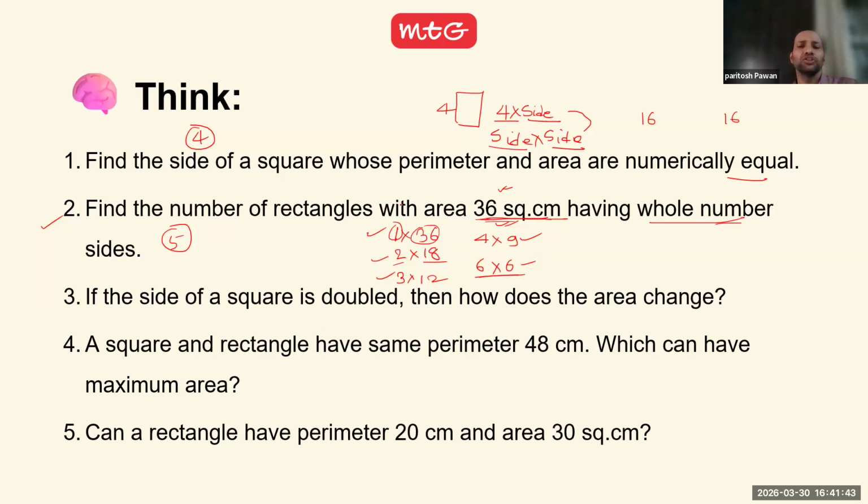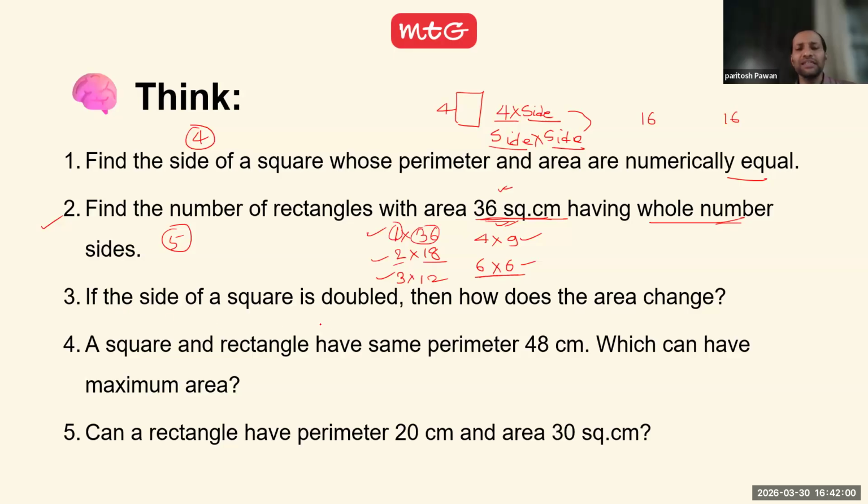These are the examples where your sides are whole numbers. Is it clear? Anyone has any doubt in this question too? Okay, so now we'll go for question 3.